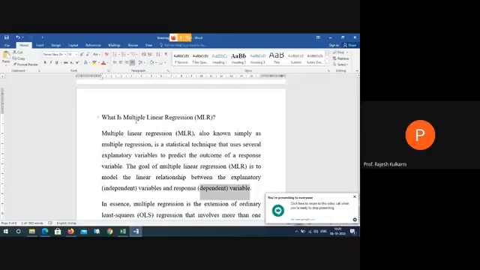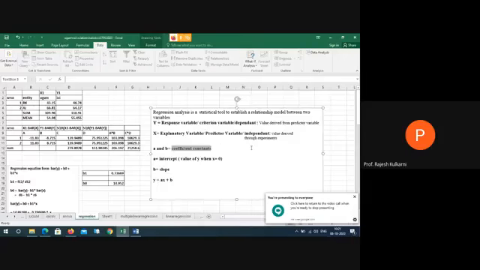Highlighting the difference between linear regression and multiple linear regression. For a minute, I may repeat this for the sake of its significance. This is the formula for linear regression: Y is equal to ax plus b.